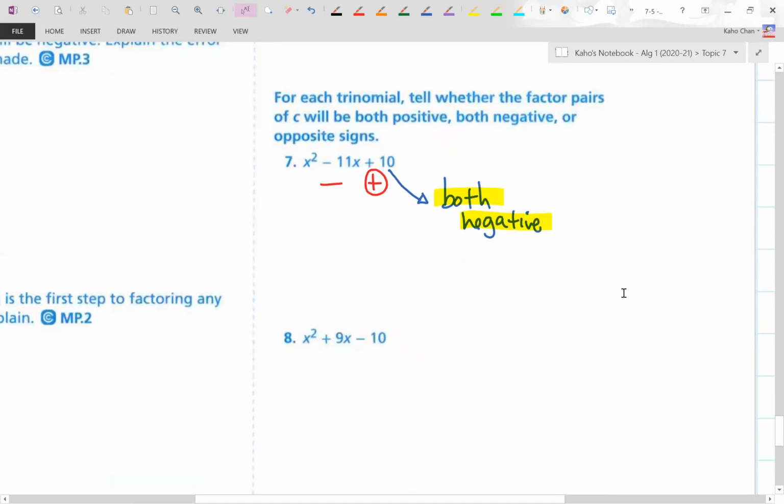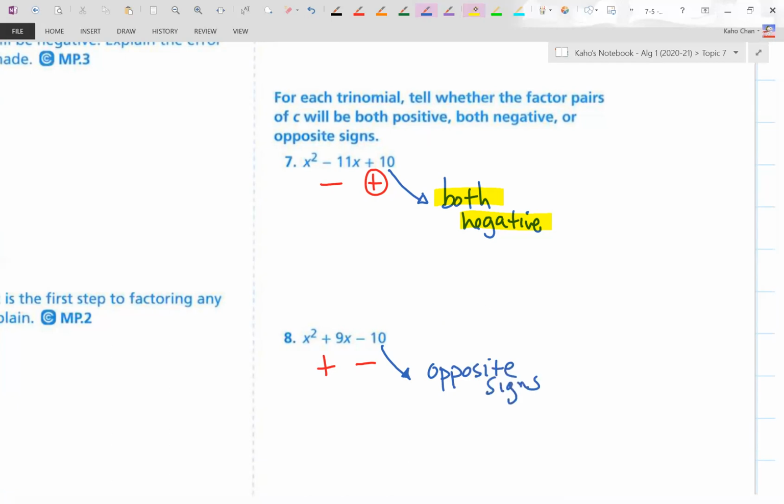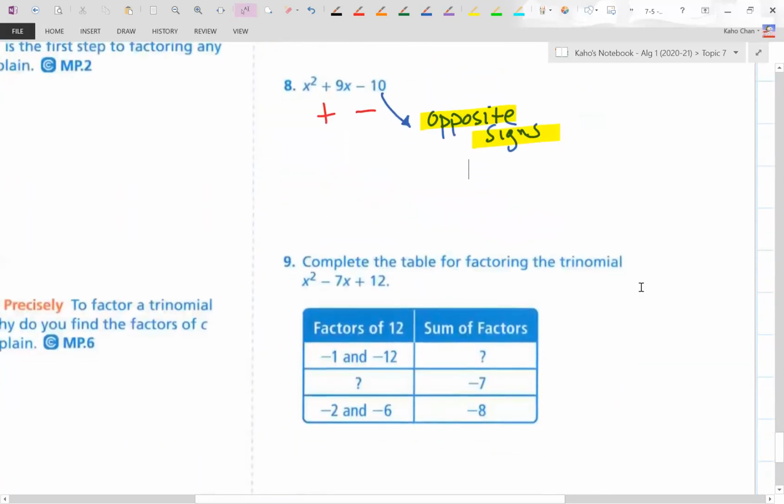All right. Ooh, plus minus situation. Interesting. In this case, my C value is a negative, which means one of them is negative, one of them is positive, which means both of them have to be opposite signs. And that's the key right there. That was not too bad.